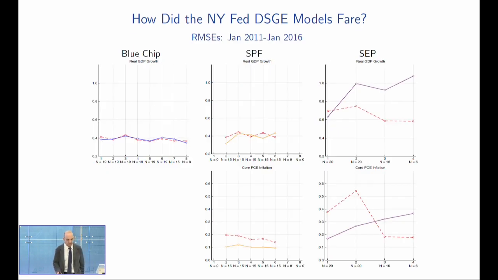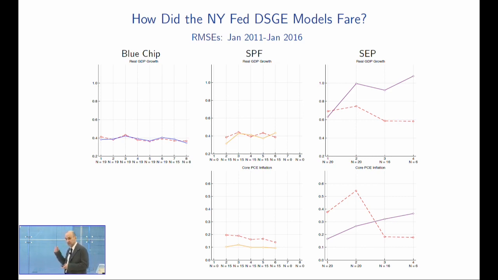Okay? So what I'm showing here, focus on the top left, is root mean square error, right? At various quarters ahead. So 1 is the nowcast, 2 is 2 quarters ahead, and so on up until 8 quarters ahead, because that's how long we have the Blue Chip expectations. From the New York Fed DSGE model in red, and the Blue Chip. So the Blue Chip are the professional forecasters.